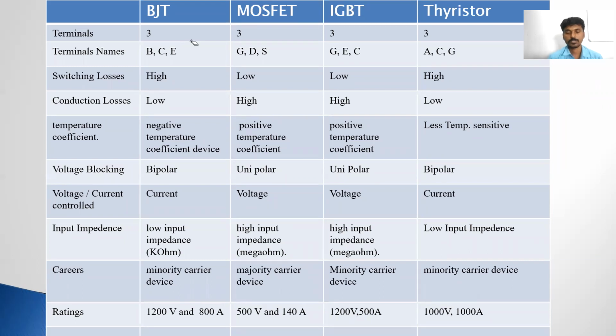The terminals of the MOSFET are gate, drain, source. The terminals of the IGBT are gate, emitter, collector. What are the terminals of the thyristor? Anode, cathode, gate. Yes, anode, cathode, gate.